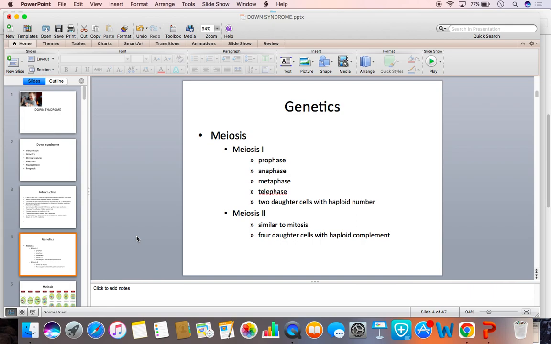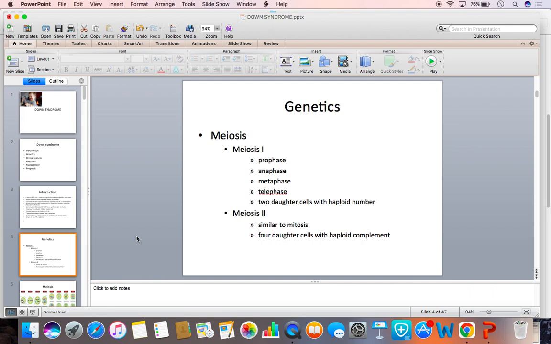Coming to cell division. Gametes are formed through meiotic cell division, that is reduction division. Meiosis occurs in two stages, meiosis 1 and meiosis 2. Meiosis 1 goes through prophase, metaphase, anaphase, and telophase. Two daughter cells are formed with a haploid number of chromosomes.